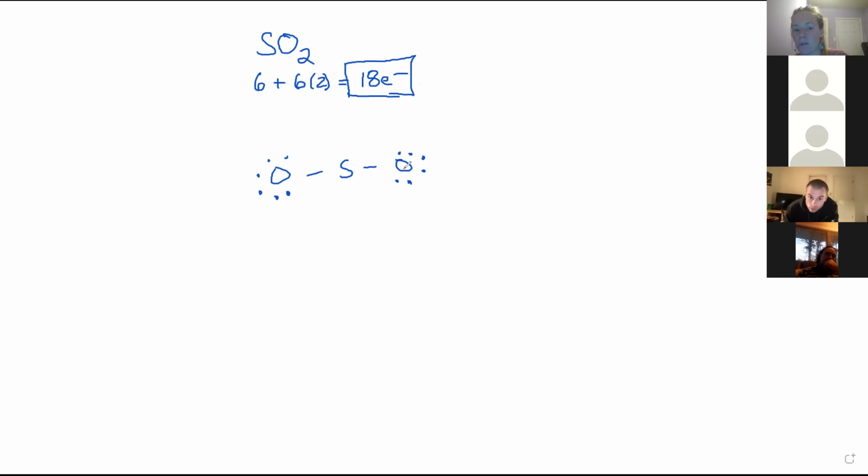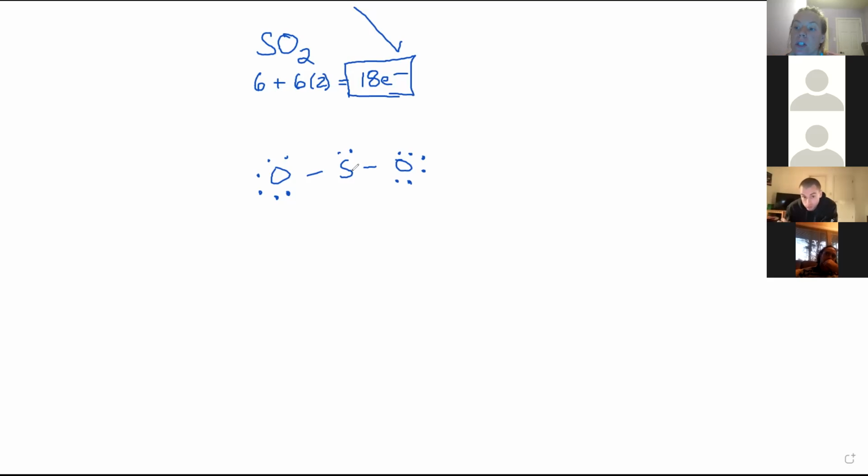I can't put them on either of those oxygens. Those already have their octet. So I'm going to put the last 2 electrons right on sulfur there. I have 18 electrons on the board. Done. Well, almost. We're done with the electrons. Now we have to see if everybody's happy. This oxygen is happy. This oxygen is happy. Sulfur is not happy. Sulfur is close to being happy, but it needs another pair of electrons.